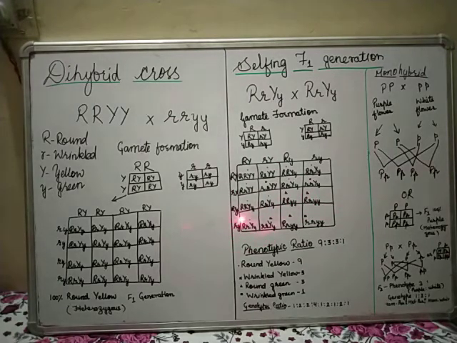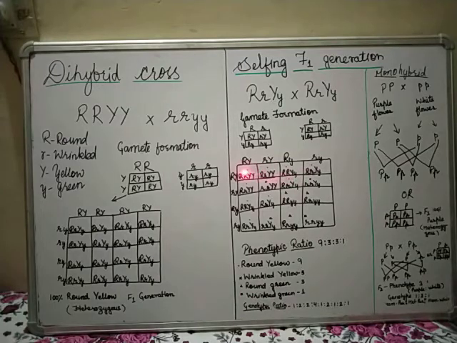Okay, and this gamete we combine with these and we get the combination over here. Now when we come across the phenotype, you can see this is round yellow. I have used some symbols: dot, star, triangle and rectangle.